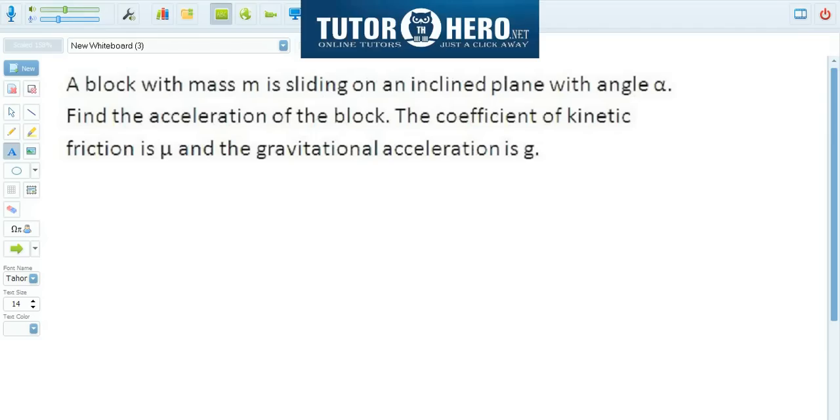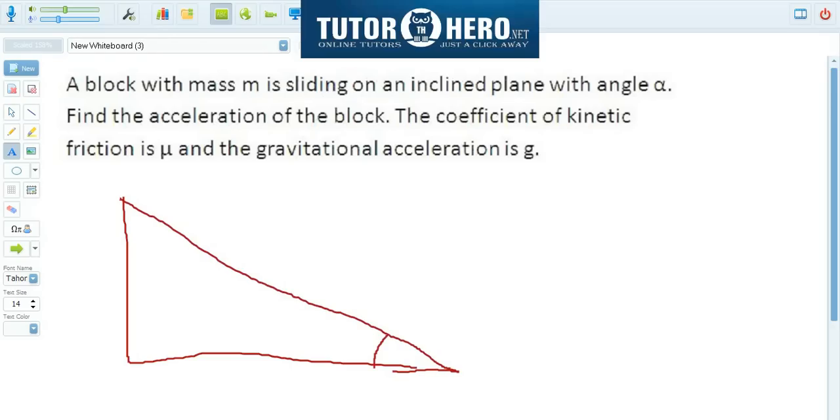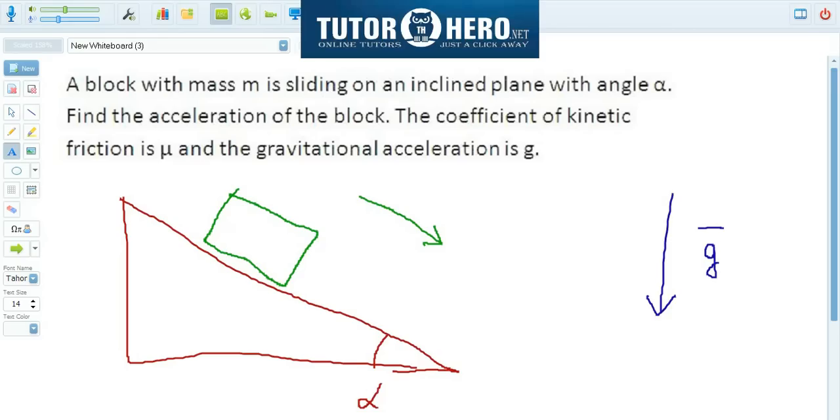So let me start with drawing the picture. Here we have an inclined plane, and here's the angle alpha, and here we have the block, nicely approximated as a rectangle. The block is moving along the plane because of the gravitational field. So you write the vector, that's acceleration g, and we'd like to find out the acceleration a. And the block has mass m.